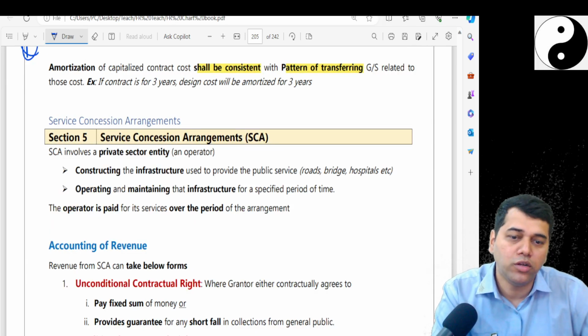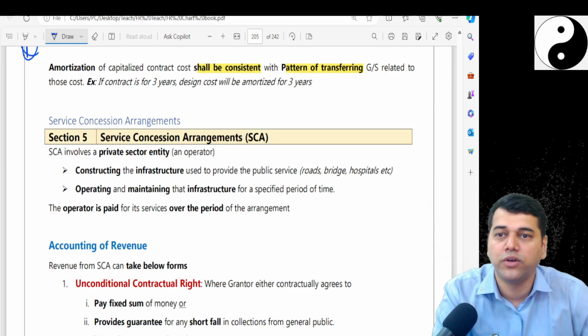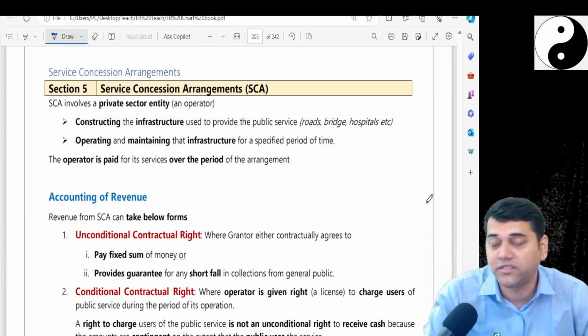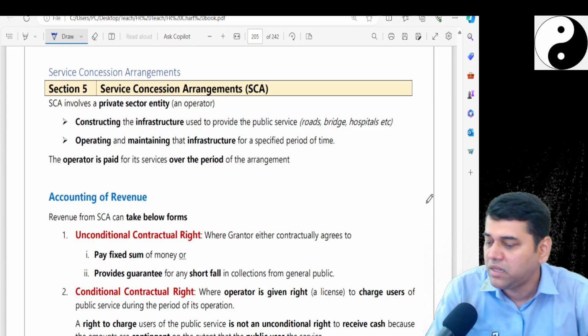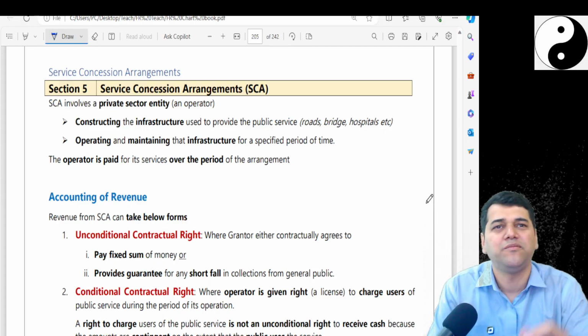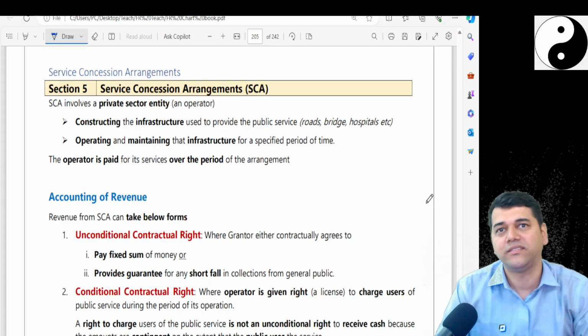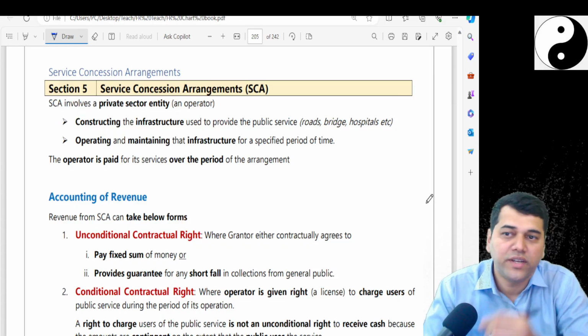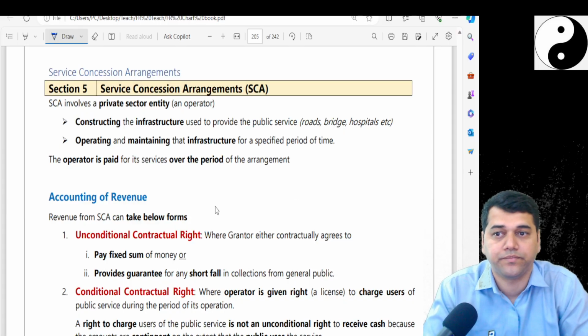Yes, so we will move on to the last aspect of your Ind AS 115, which is your service concession agreement. Understand this concept, because this question has already come in your old syllabus examination, and there is a little bit of confusion here and there in the study material. I will explain it to you. What is a service concession agreement?